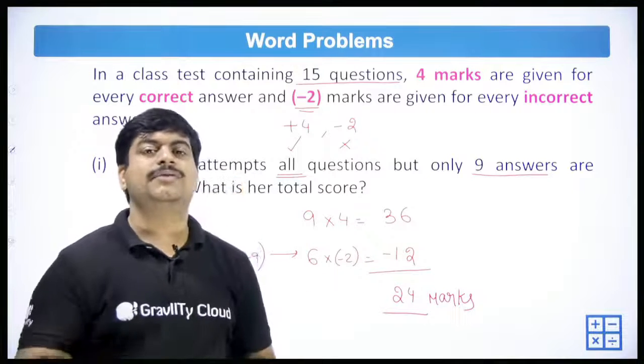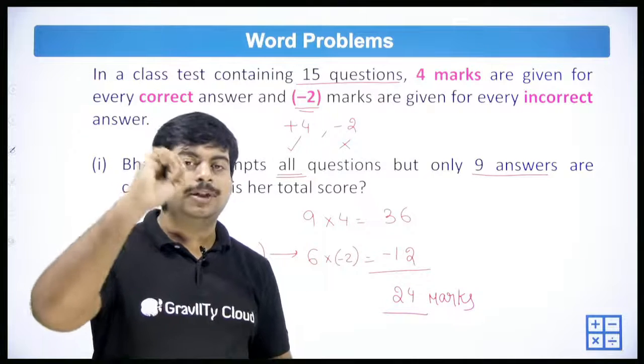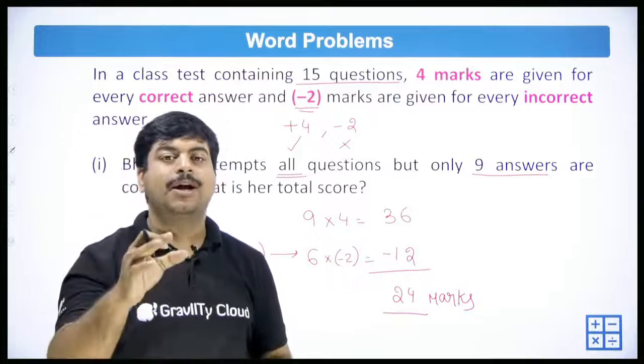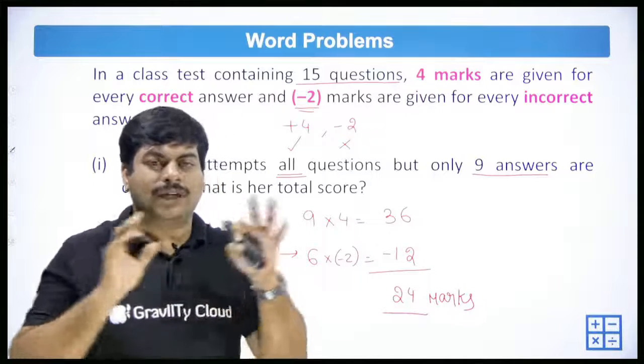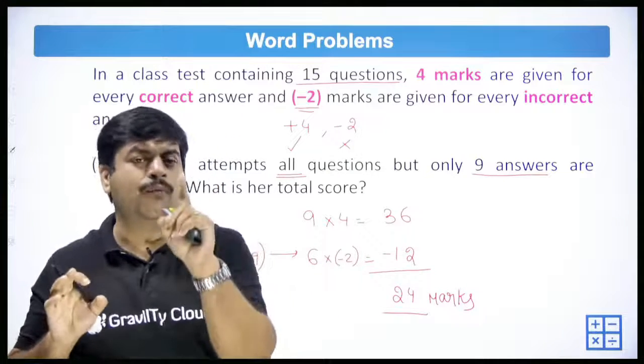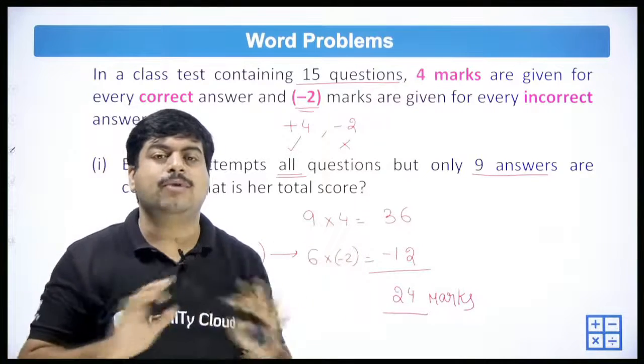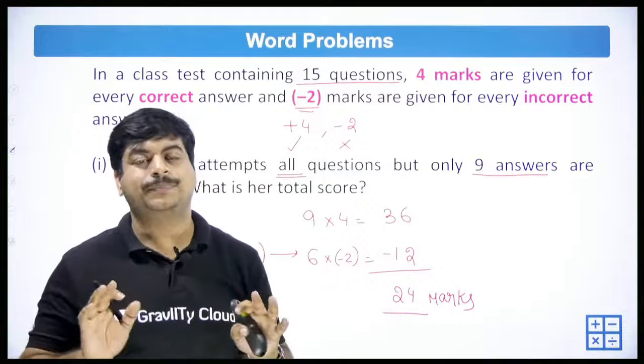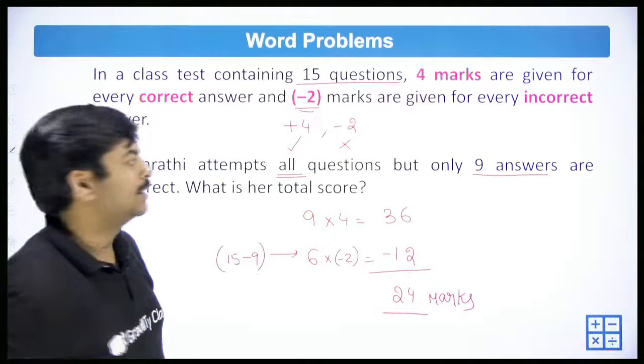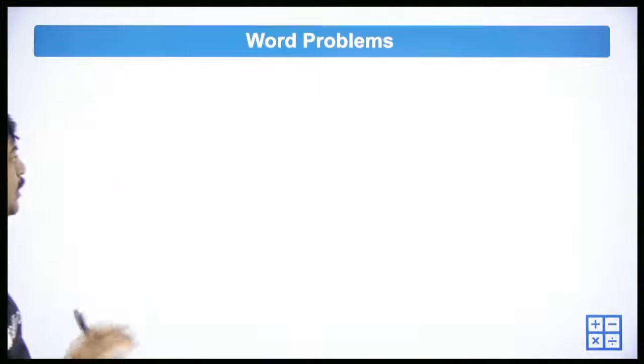Only attempt the answers which you are 100% sure, and that 100% sure means it should be correct. For example, there are 15 questions, and if, let us say you only know one question, just write one and come out. Don't try to attempt all which you don't know. Right. So let me discuss one more question, then we'll stop here.